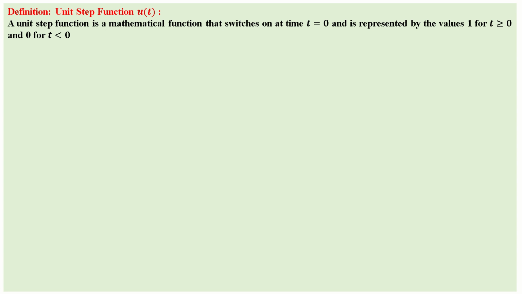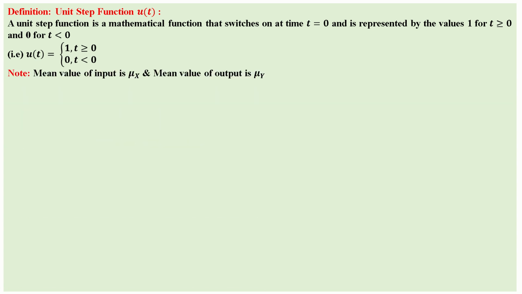Next, some definition. Unit step function u of t. A unit step function is a mathematical function that switches on at time t equal to 0 and is represented by the values 1 for t greater than or equal to 0 and 0 for t less than 0. That is, u of t, the unit step function, is equal to 1 if t is greater than or equal to 0, and 0 if t is less than 0, right? Note, the mean value of input is mu x, and the mean value of output is mu y. That is mu y, mu x.